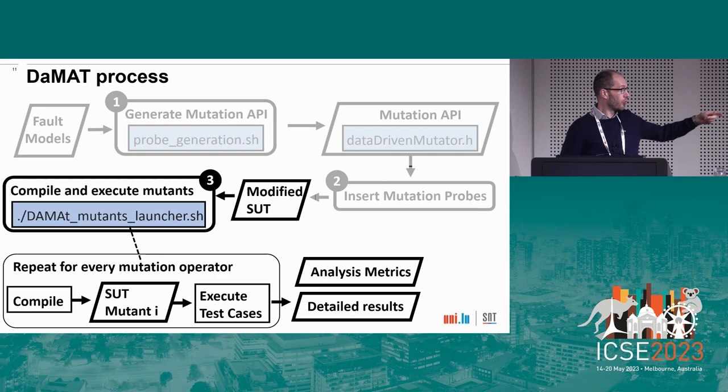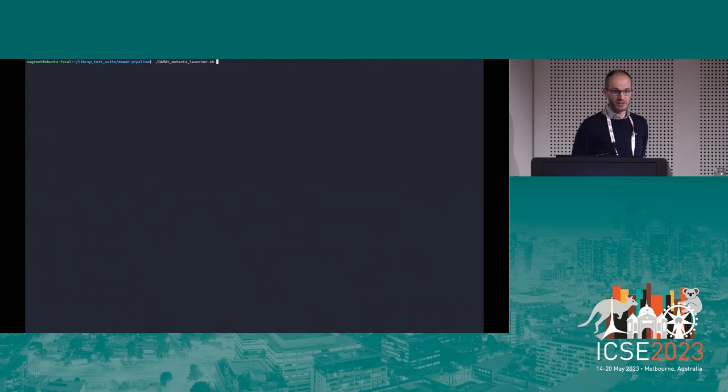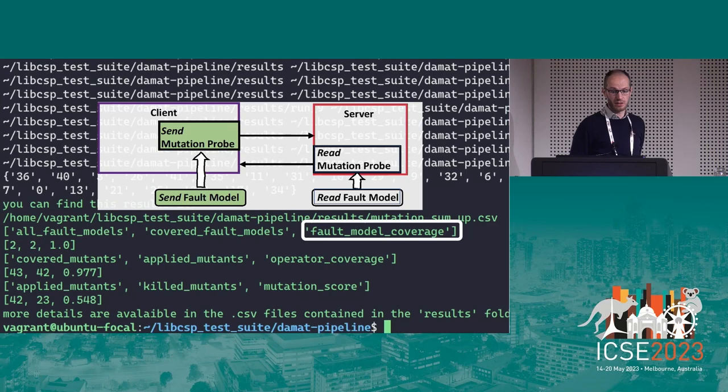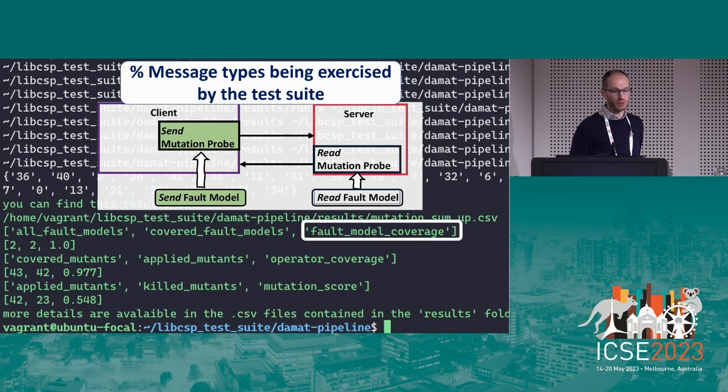This leads to our results. You run the tool, you have the compilation of the mutants, their execution, and in the end you have a number of metrics. We have three different metrics. The first one is the fault model coverage. It is the proportion of fault models having a mutation probe that was exercised at least once. Since we define a fault model for each message type, it corresponds to the percentage of message types that are exercised by the test suite.